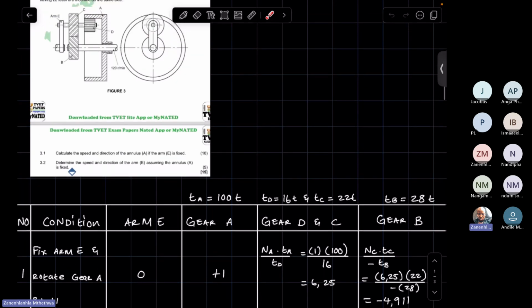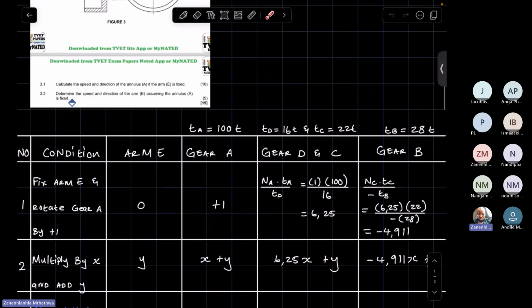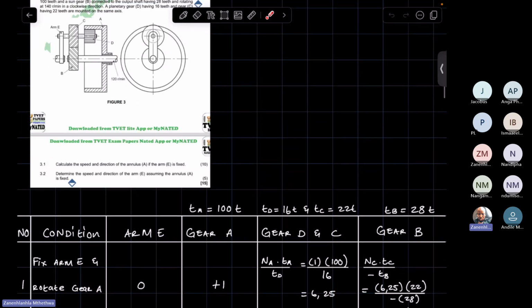Now in epicyclic gears, in tabulating your information, what I also like to do is to write down the number of teeth of each of the gears at the top of each column. So at the top of this column, I have the number of teeth of gear A, then the corresponding number of teeth of gear D, the corresponding number of teeth of gear C, and the corresponding number of teeth of gear B.